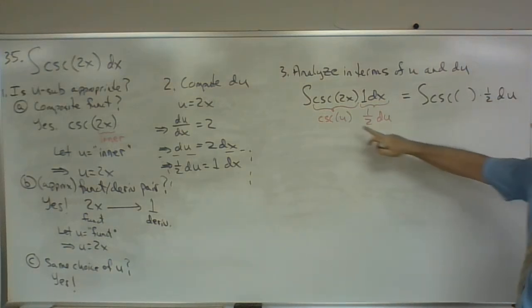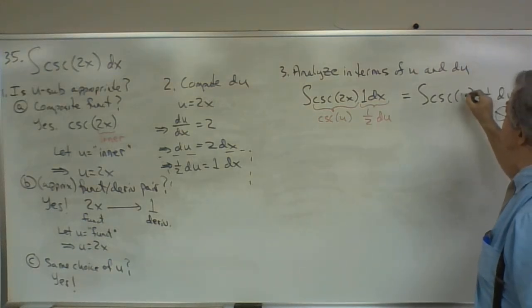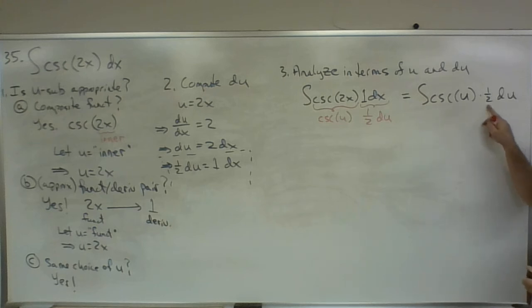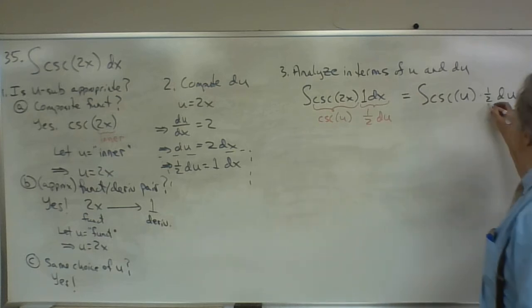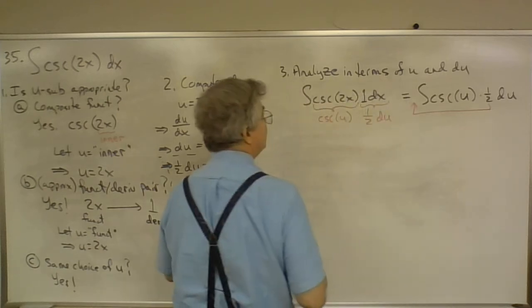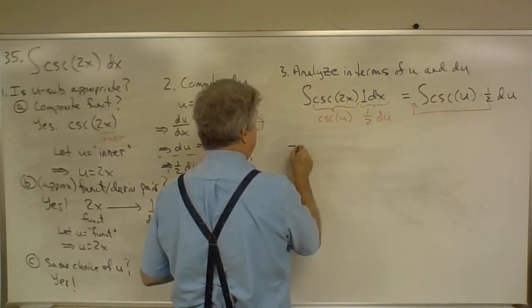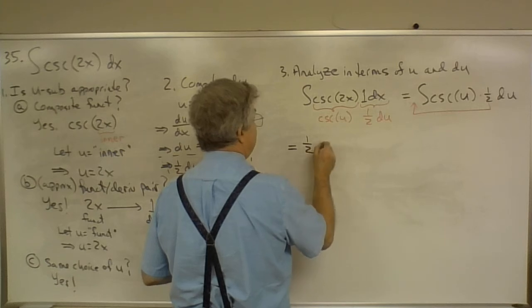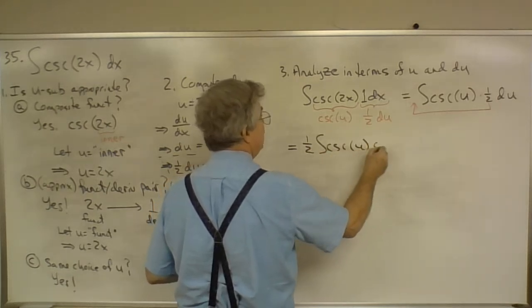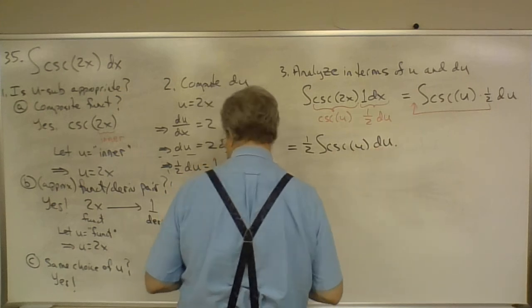Cosecant of u times 1/2 du. Now let me ask you something. What do you think we're going to do with this factor of 1/2 in the integrand? If you said move it out front, in front of the integral sign, you're absolutely right. So this is what we have: 1/2 the antiderivative of cosecant u du.